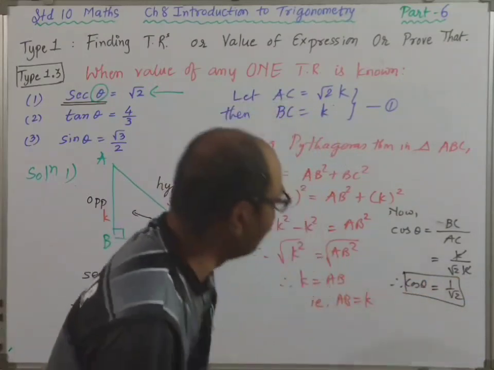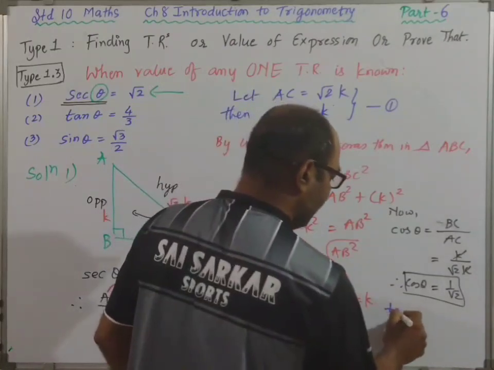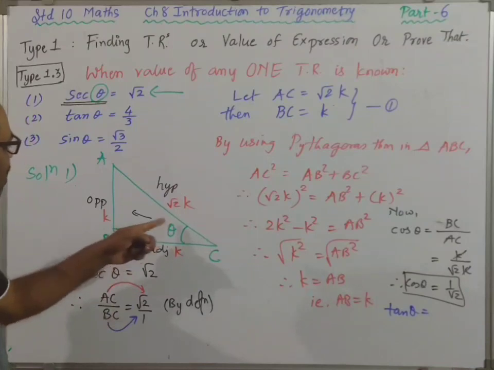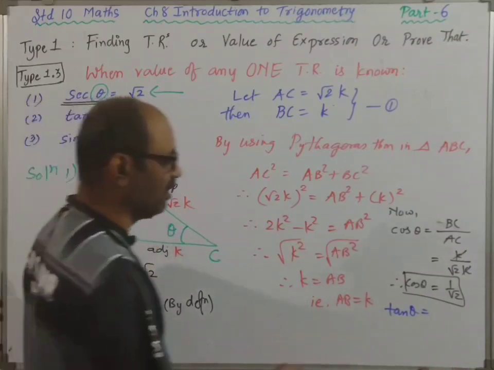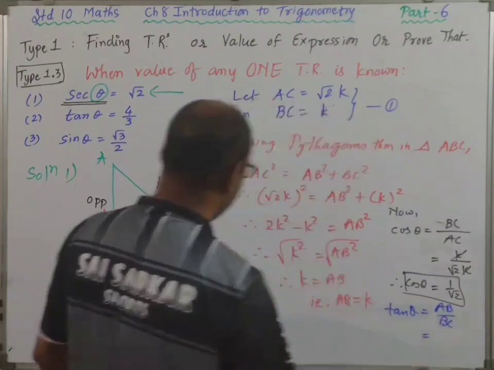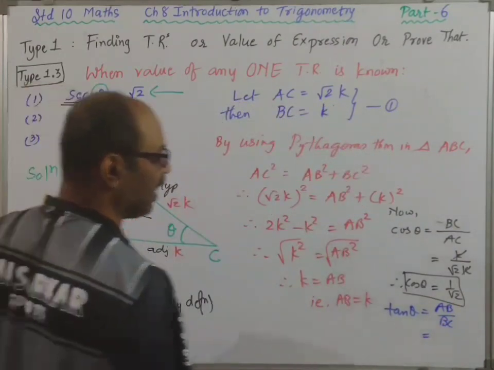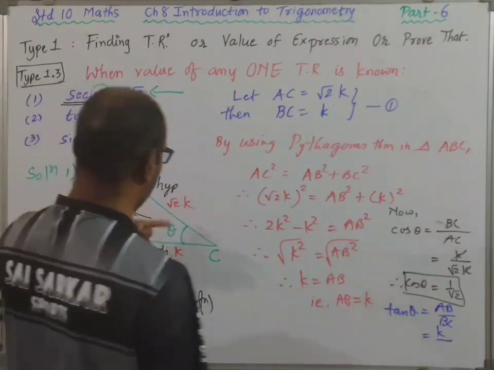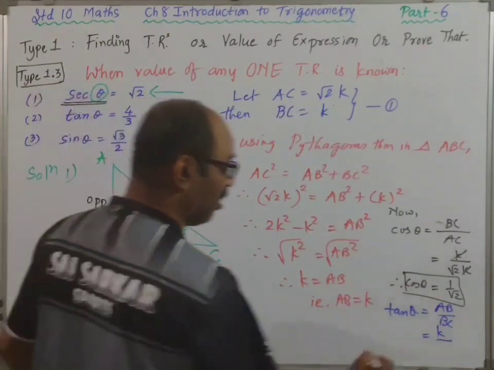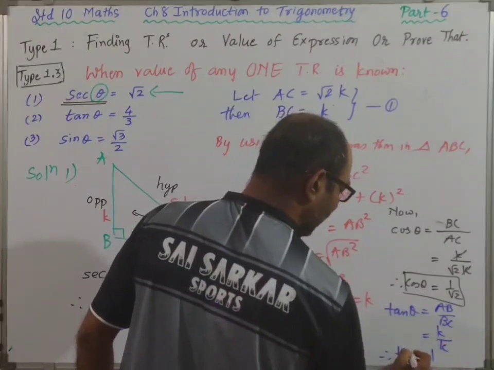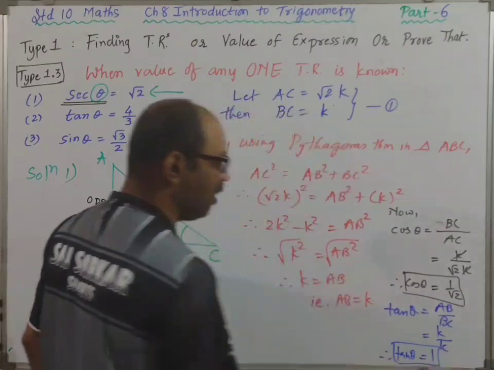Chaliye, I straight away find tan theta. Tan theta is opposite upon adjacent. Opposite is AB, adjacent is BC. AB upon BC. What is AB? K. What is BC? Sorry, BC is also K. Yes, K upon K is 1. Therefore, tan theta is equal to 1.